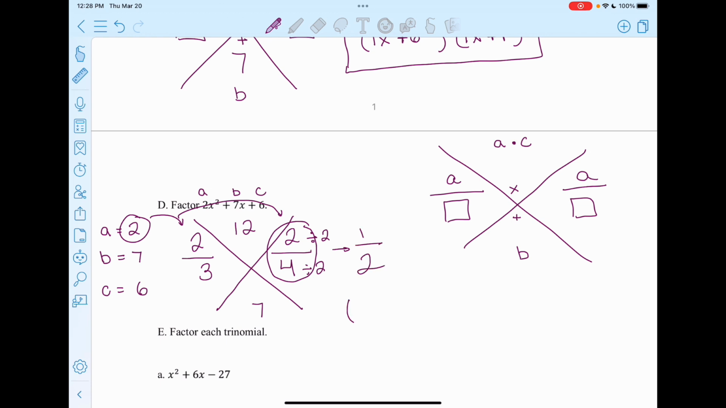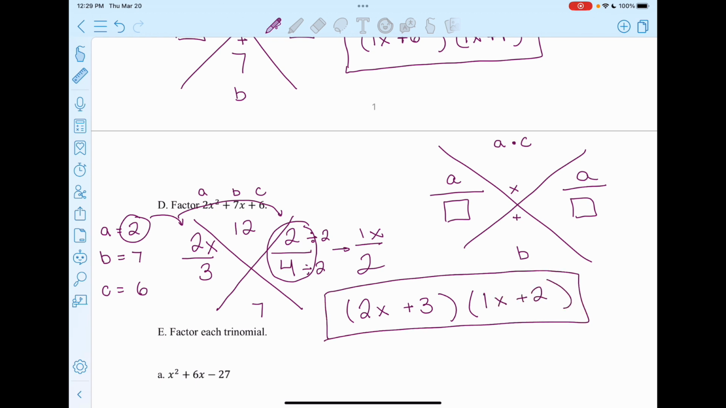Then to make your binomials, the number on top tells you what goes next to your x, and the number on the bottom is what you are adding or subtracting afterwards. So for my first fraction, I have 2x plus 3, and for my second fraction, I have 1x plus 2. Let's try this a couple more times.